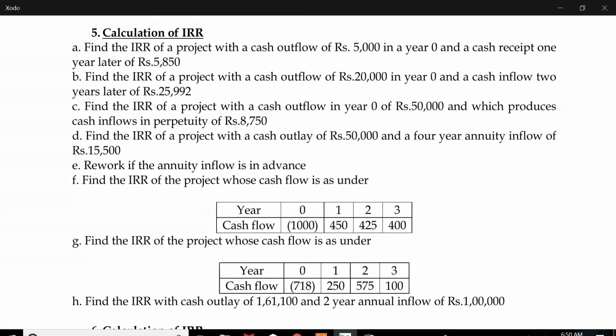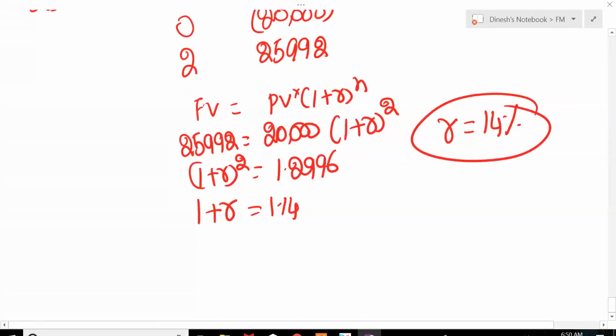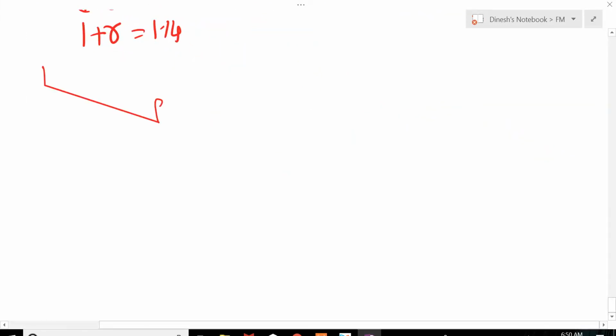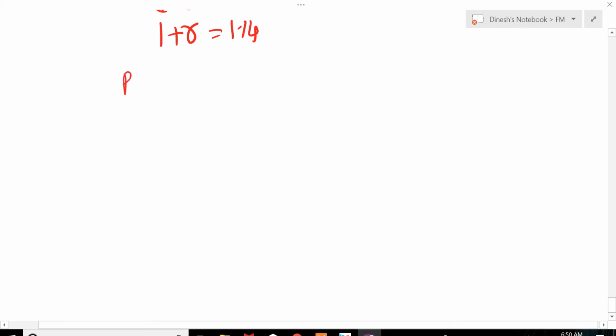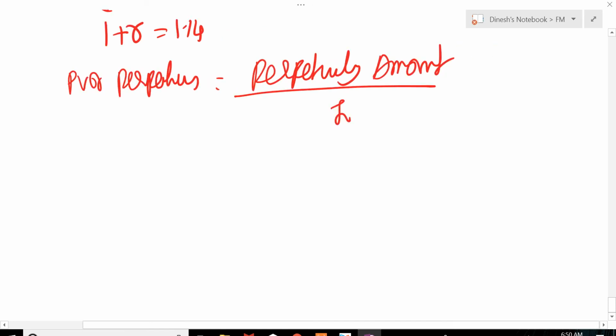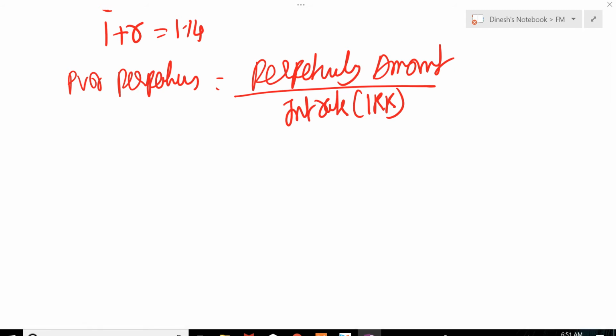Now write present value of perpetuity equal to perpetuity amount divided by interest rate, in bracket IRR. Present value of perpetuity equal to perpetuity amount divided by interest rate in bracket IRR.